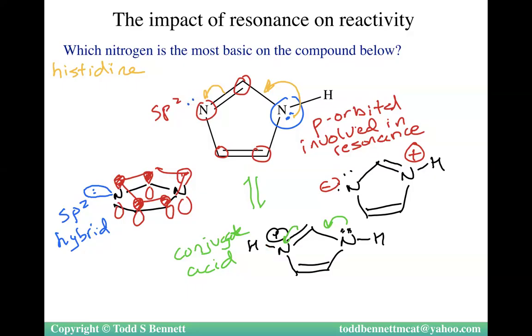A lot going on here. So you can either do the resonance structure and see where the negative ends up. I prefer that method. Or you can protonate it at the two sites and look at which is the more stable resonance structure. It ends up it is this one.